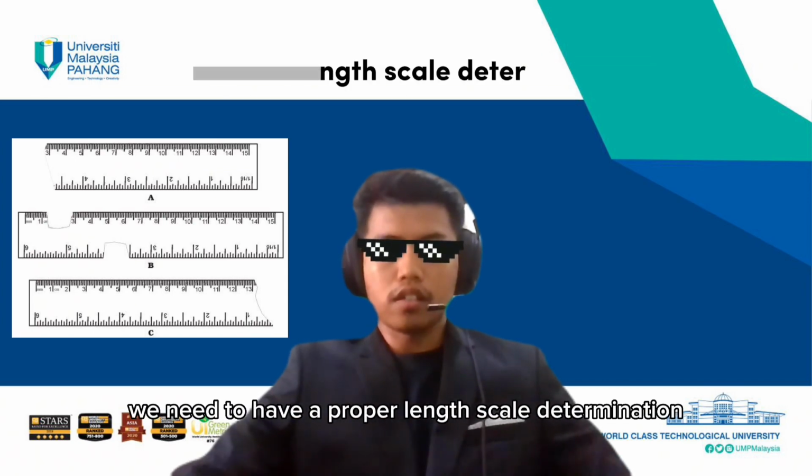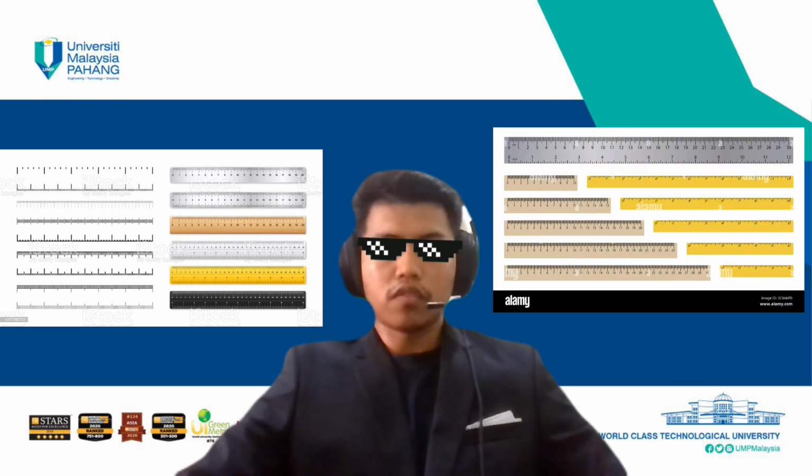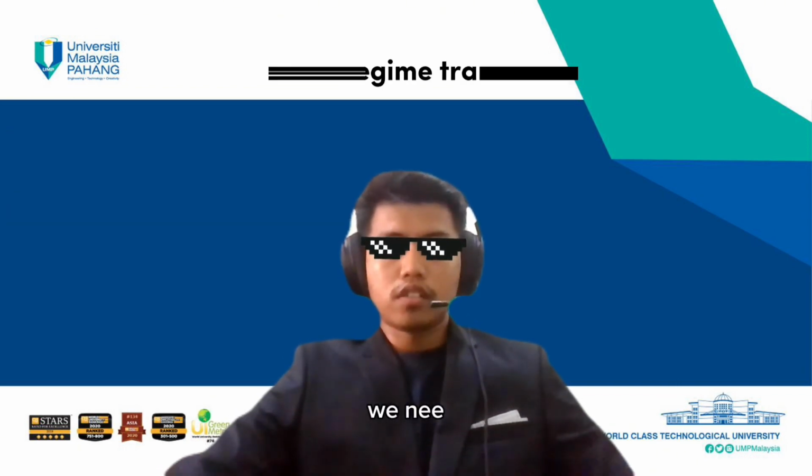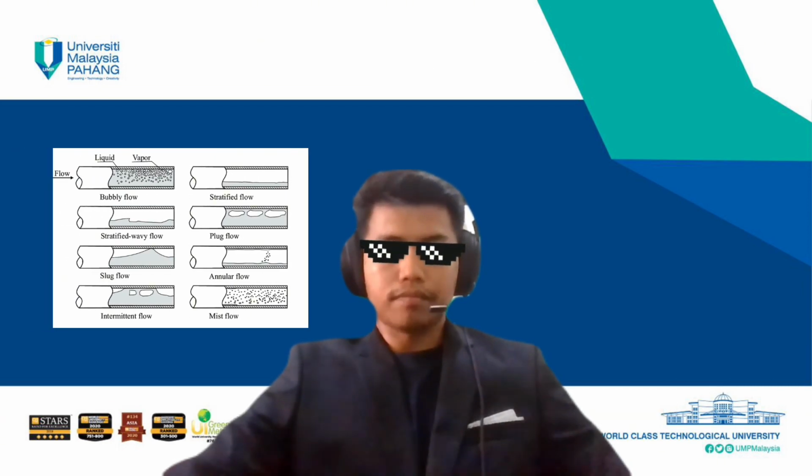The first one, we need to have a proper length scale determination. The choice of length scale depends on the specific flow situation. It is important for calculating Reynolds number correctly. The second one is we need to understand the flow regime transition.